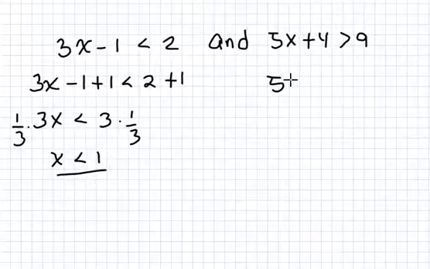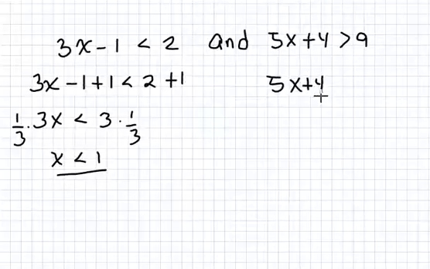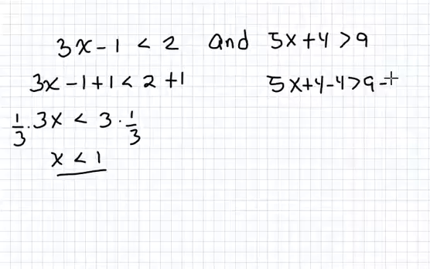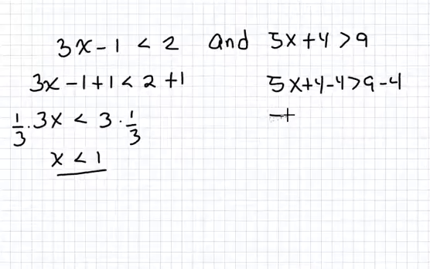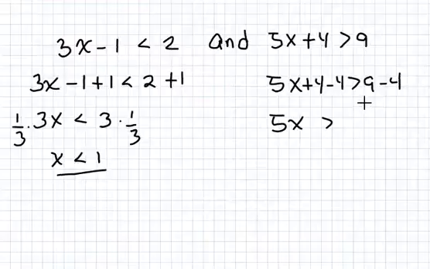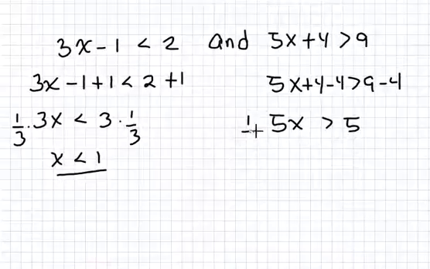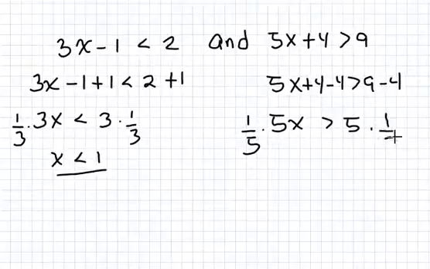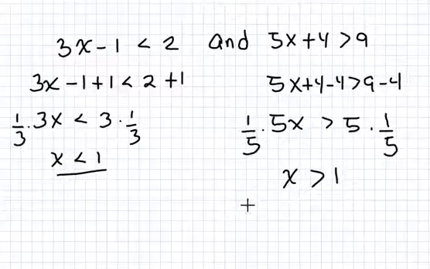So we have 5x plus 4. Want to subtract 4. And 9 minus 4. That almost looks like a 7 here, but that's greater than. Okay? And so now we have 5x is greater than, and 9 minus 4 is 5. And then we multiply both sides by 1/5. And so we're left with x is greater than 1.